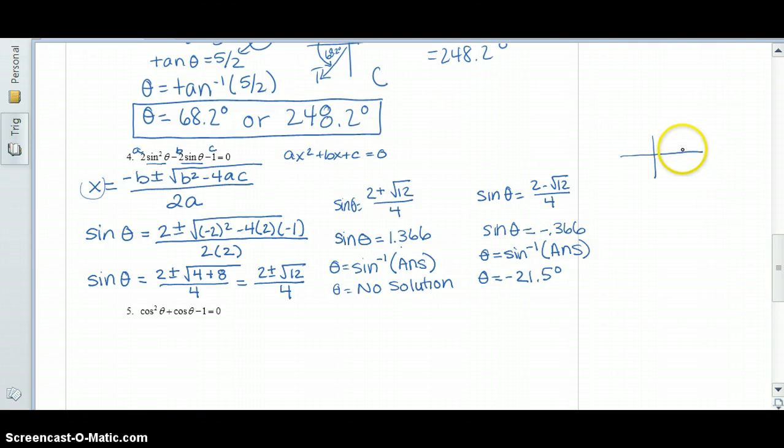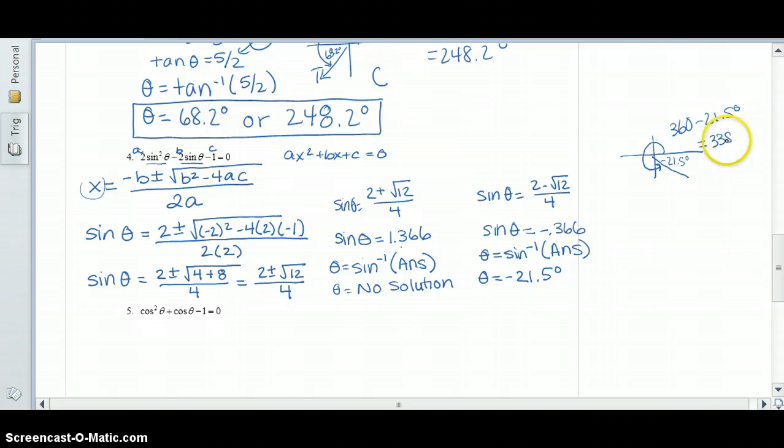And so then what happens is negative 21.5 would be down here in quadrant 4. But we want to know the angle in standard position. So what you're going to do is take 360 and subtract 21.5. And when you do that, you get 338.5. So our first answer is going to be 338.5.